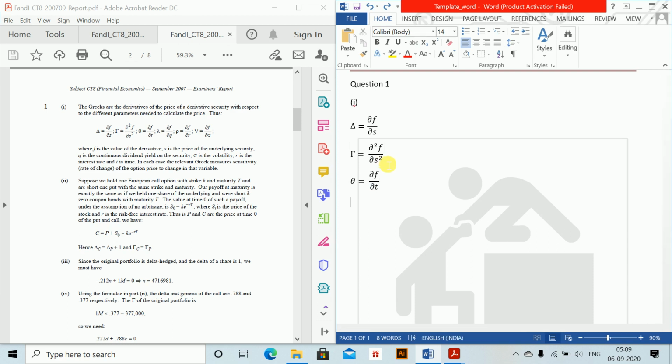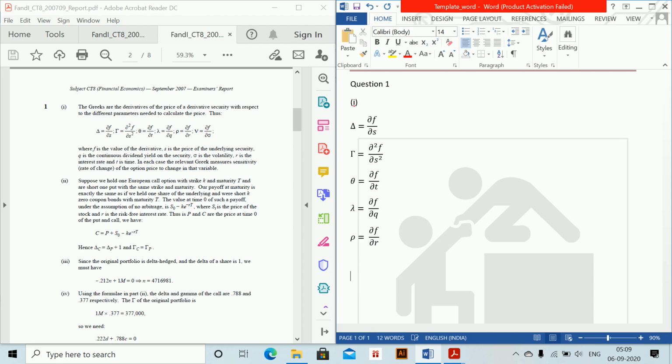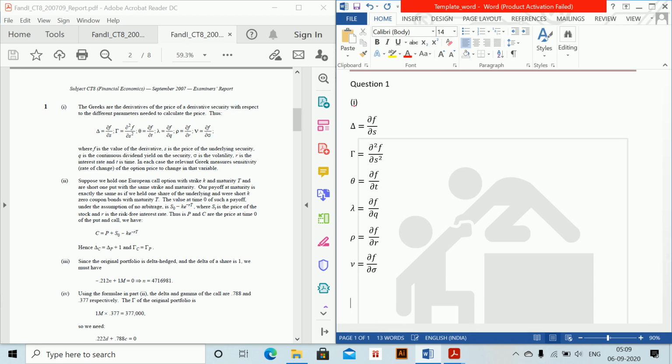Lambda is equal to del F by del Q, and last rho is equal to del F by del R, and nu is equal to del F by del sigma. So these are the values of the Greeks, where F is the value of the derivative.